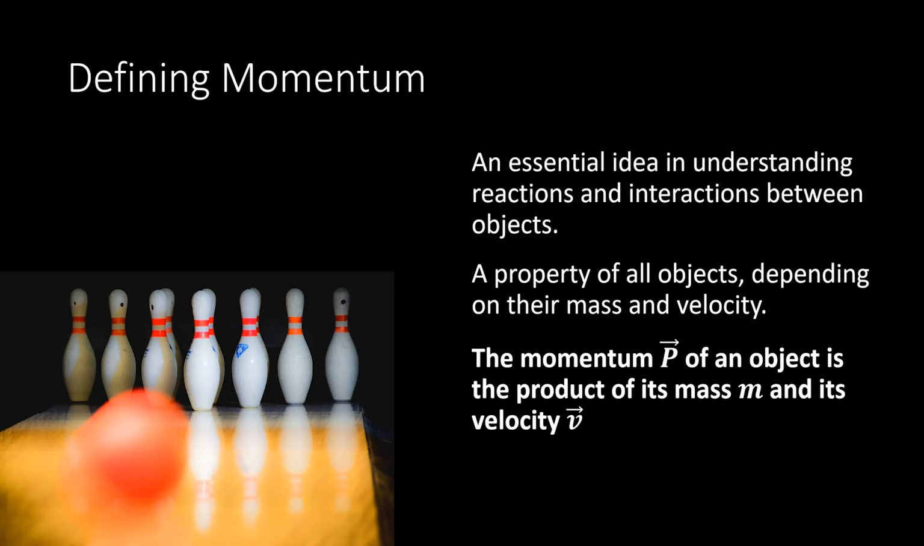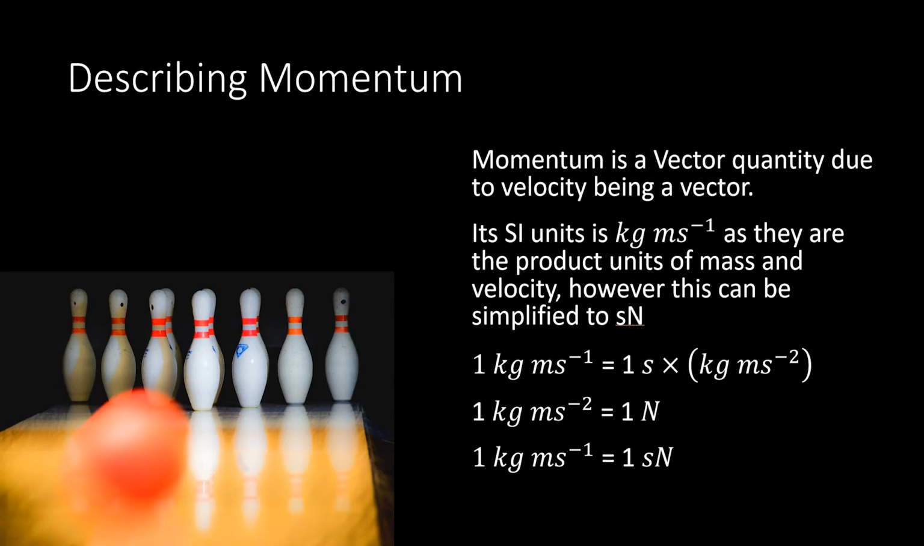So you can see here we've got the definitions: it's a property of all objects and it is dependent on their mass and velocity. And in fact the formula is literally momentum, symbol P with a vector arrow, of an object is the product of its mass and its velocity. And so due to the fact that it's got a vector as one of its quantities, its velocity, we would say that momentum is always a vector quantity.